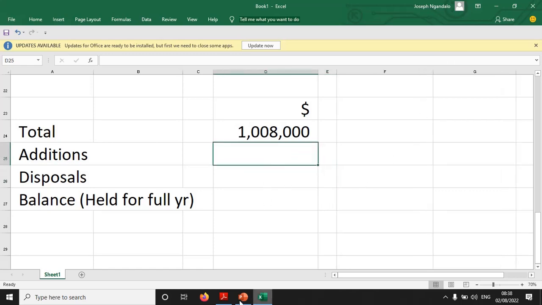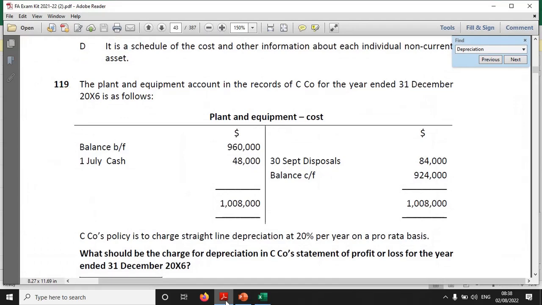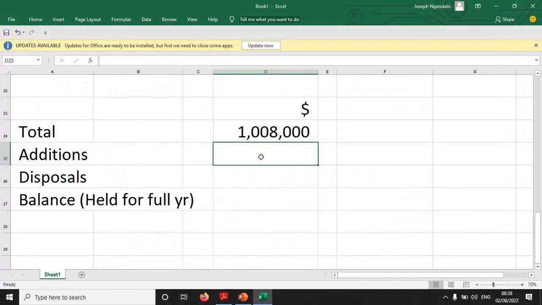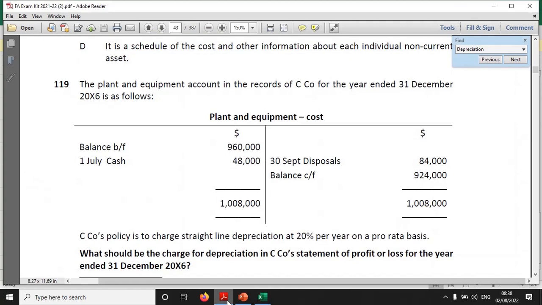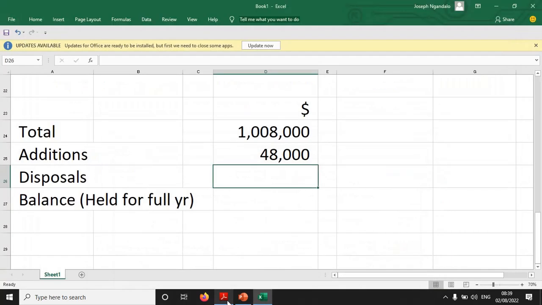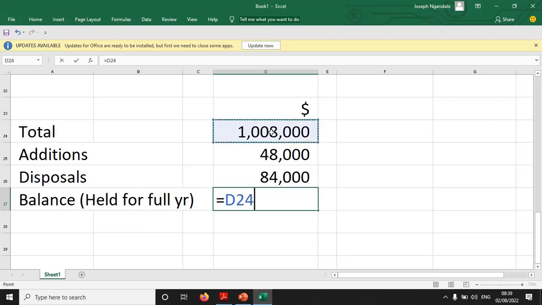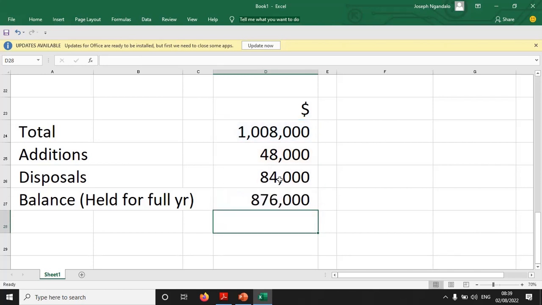So let's begin. How much was bought during the year? 48, right? Do you agree with me? And how much was sold during the year? 84. So what was held during the year will be the difference between the total there on top and these two numbers. Is that correct? How much are you getting?